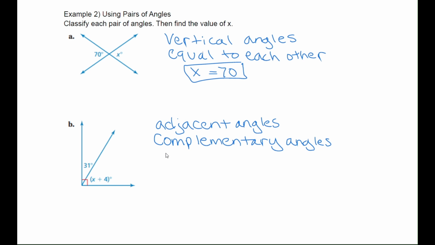Okay, so we have 31 degrees plus x plus 4 degrees. All together, they're going to add to be 90 degrees. All right, so I can solve for x here. So I have 31 plus 4, that's going to be 35. So on my left, I have x plus 35, and then equals 90. I need to solve for x still, so I have to undo that plus 35. I have to subtract 35 on both sides. So that tells me x is going to be 55.